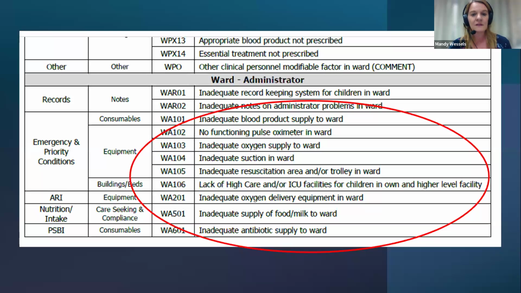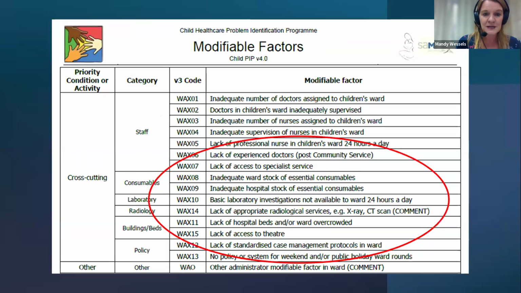And for each death, you can then say, and I've just put a few slides of these examples in, in the ward where you might find these go up over the next couple of months and years during these difficult times: inadequate resus area, lack of high care beds, inadequate supply of food or milk to the ward, inadequate antibiotic supply to the ward. And I'm really wanting to just encourage today the clinicians, when you're doing your Child PIP audit, stop and pause at the administrative factors of every death so that we can try and get a feel for the burden of these austerity measures on our child mortality.